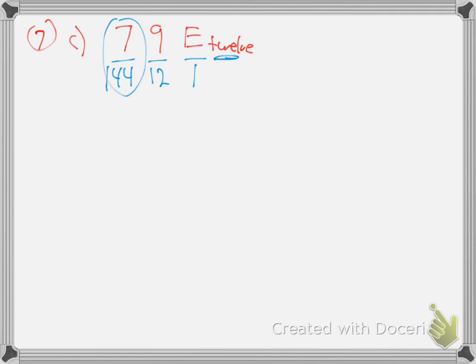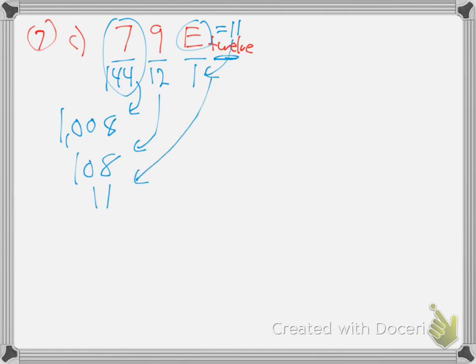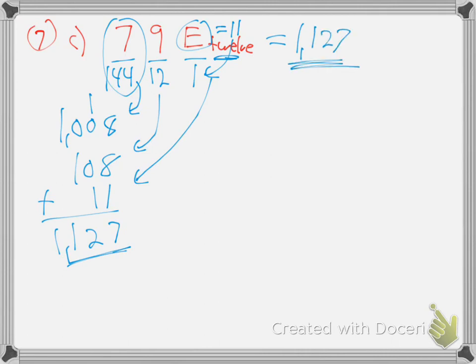So it's 7 144's. I have no idea what that's going to be, so I'll use my calculator. I'm getting 1,008. And then 9 times 12, 108. And E, what does E stand for? E is 11. 11 times 1 is 11. Add those up. It's 1,127. So there it is. 79E base 12 is 1,127 normal base 10 number.